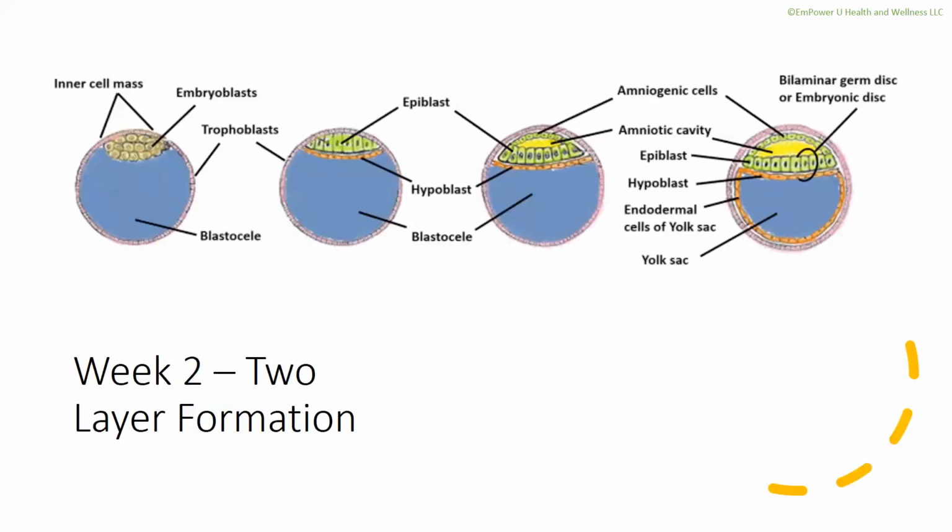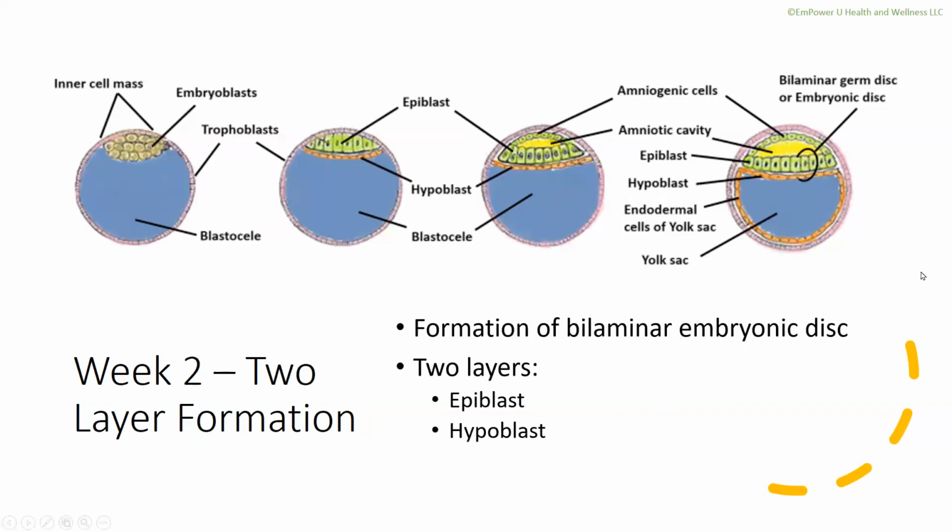During week 2, we start to see bilayer formation. So you're going to see a bilaminar embryonic disc form during week 2. You get 2 layers, an epiblastic layer and a hypoblastic layer. You'll see here, epiblast up top, kind of this greenish color, hypoblast below, this more orangey color. The hypoblast is going to encompass what will be the yolk sac, versus our epiblast, which is up top. This will eventually become our 3 germ layers. So in week 2, we get 2 layers: epiblast, which is going to be your embryo, and hypoblast, which is going to be more the support structures.